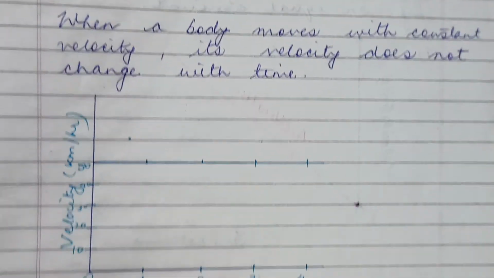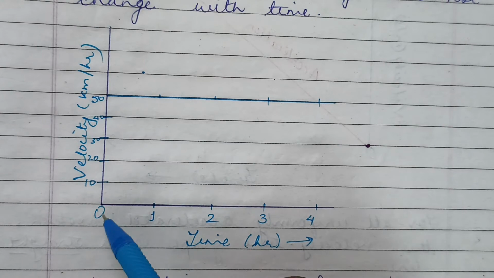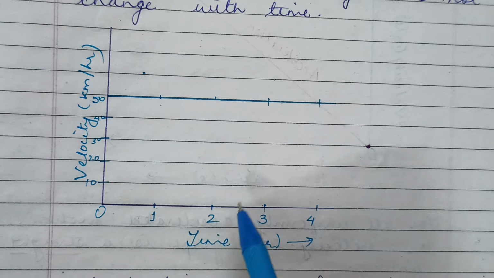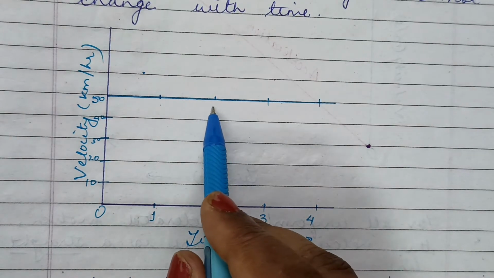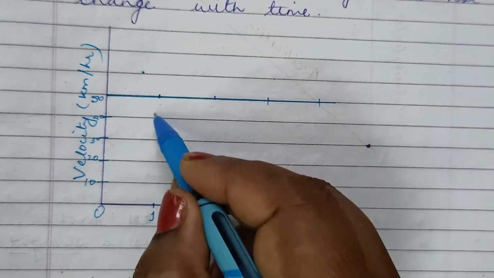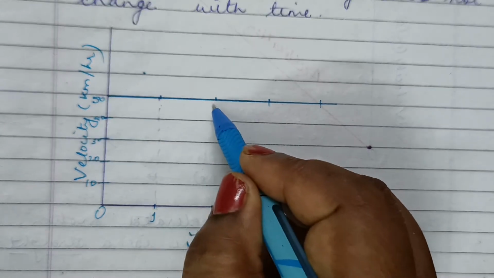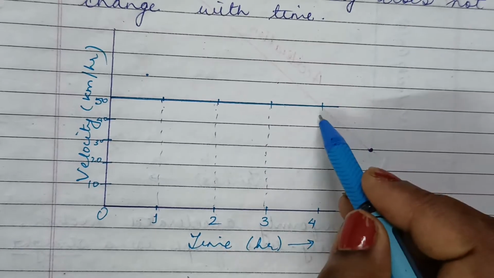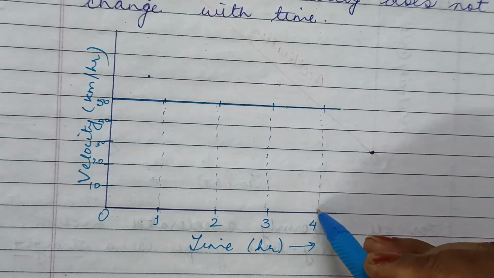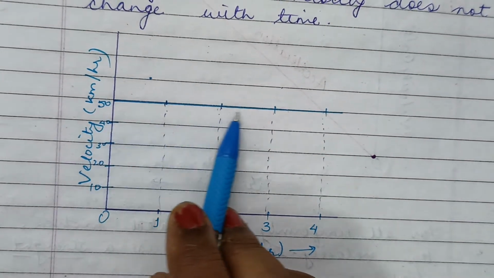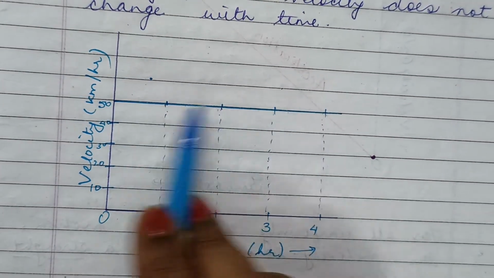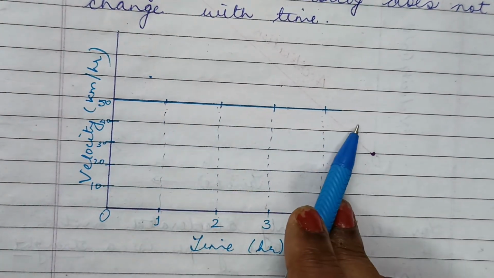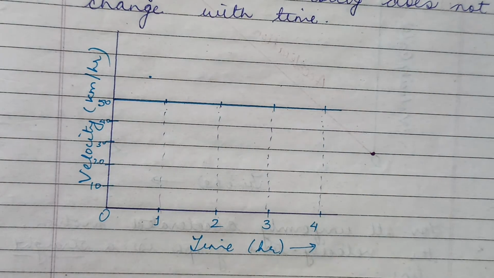Suppose that in the first hour the velocity of the body is 50 km per hour. In the second hour also it is moving with the same velocity, that is 50 km per hour. Then in the third hour also it is moving with a velocity of 50 km per hour. In the fourth hour also its velocity is 50 km per hour. In that case, what do you find? That we get a straight line parallel to time axis. This is the velocity time graph for a body moving with constant velocity.